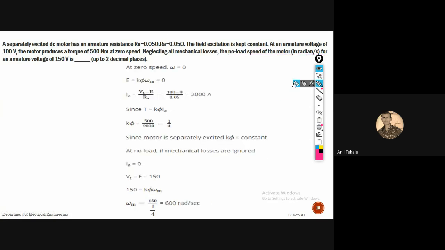At zero speed, at omega equal to 0, if the motor is at zero speed, then what is the back EMF? When the motor is at zero speed, what will be the back EMF?